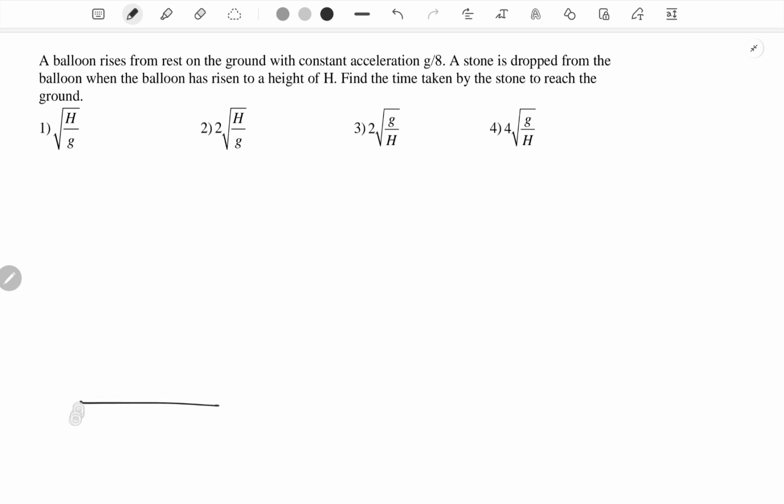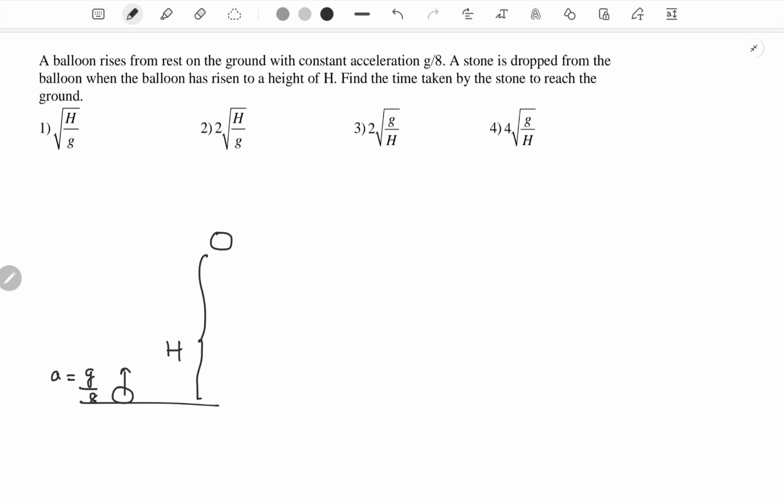Here we have a balloon which starts rising from rest on the ground with a constant acceleration. Let me represent the balloon with a circle. It has an acceleration of g by 8 upwards. So as it goes up, its velocity keeps on increasing, and its height from the ground also keeps on increasing. A stone is dropped from the balloon when the balloon has risen to a height of h. Find the time taken by the stone to reach the ground after it's been dropped. Let's say a height h means it's somewhere over here.